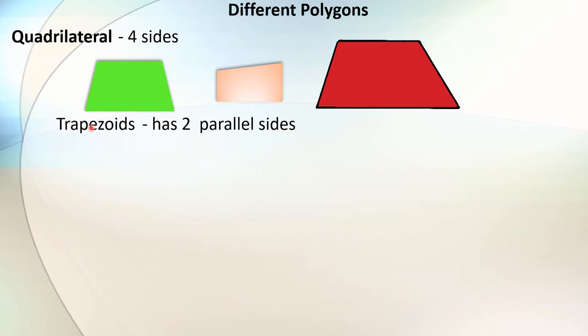Now, siguro, nakarinig na kayo ng word na trapezium. So, a trapezium is just actually a trapezoid. Ibang term lang yung trapezium, yun yung ginagamit ng British. So, British English, trapezium ang tawag nila dito. Tapos, American English, ang tawag nila dito ay trapezoids. Pero, pareho lang yung dalawa, trapezium and trapezoids. Okay? Now, another one.